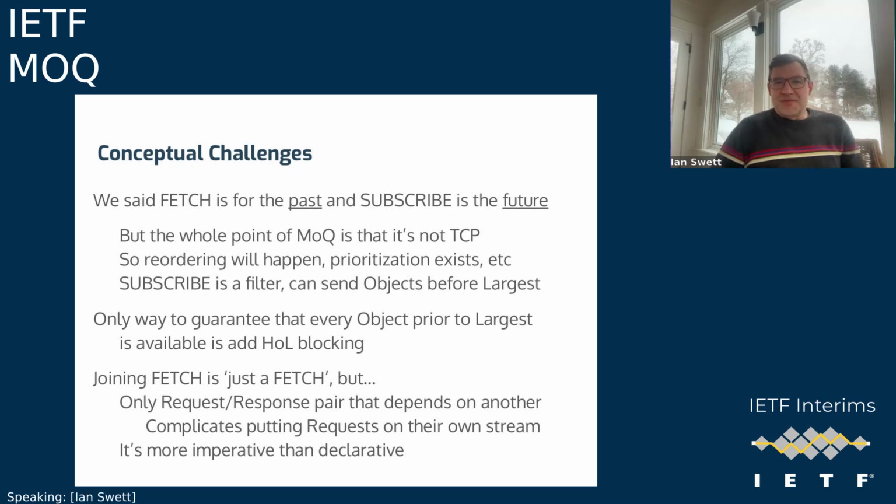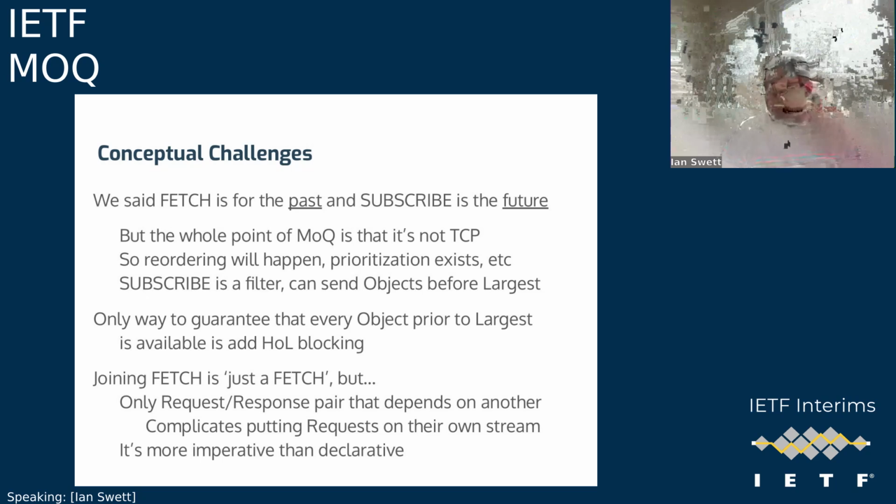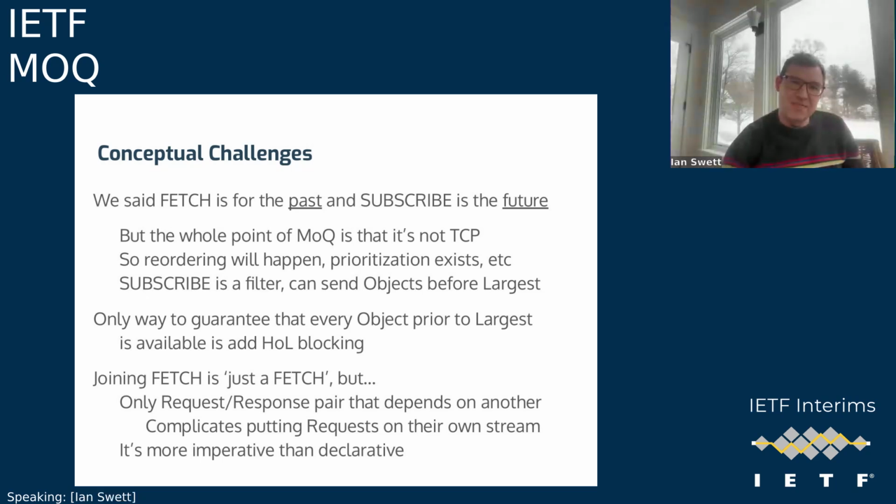So subscribe is a filter, and it can send objects that are prior to the largest object. That's just the nature of, at least, the current design. And the only real way to guarantee that every object prior to the largest object is available when you start a subscription, and you really have this nice clean separation of future or past, is to add head of line blocking, and that would defeat the entire point of doing media over QUIC in the first place. And so I don't think we want to go that direction. So we just have to hopefully make a system that deals well with the messiness around the live edge and more recent is actually optimized for this.